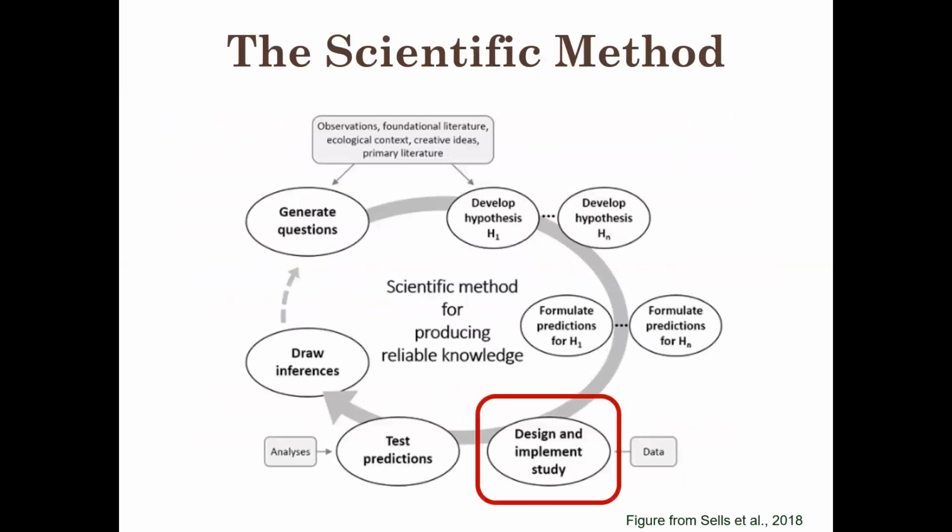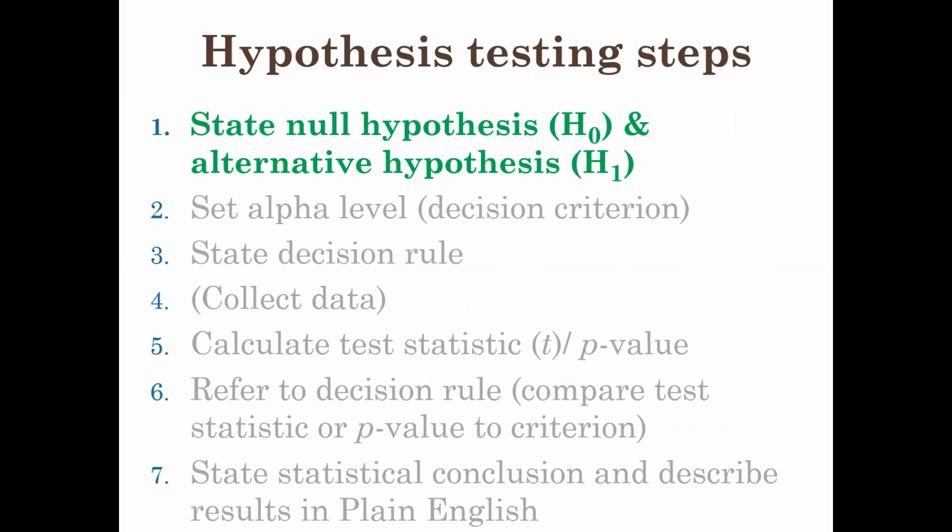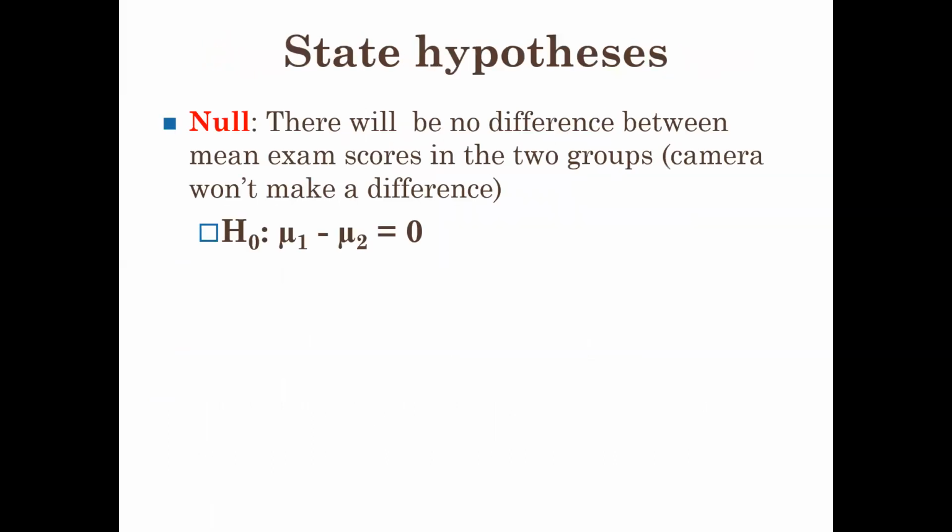Okay, at this point, we design and implement the study and collect the data, okay? And then we're going to test the predictions. So just to review, our hypothesis testing steps begin with stating the null hypothesis and alternative hypothesis. Always do this before you run your analyses. In this example, the null is that there will be no difference between mean exam scores in the 2 groups. And we write it out like this, okay? H sub 0, mu1 minus mu2 equals 0.